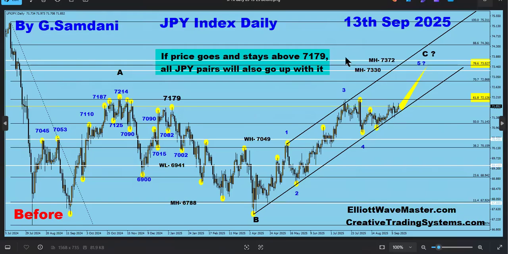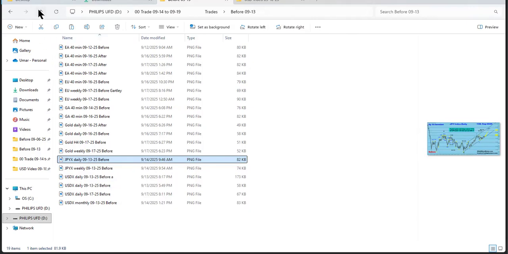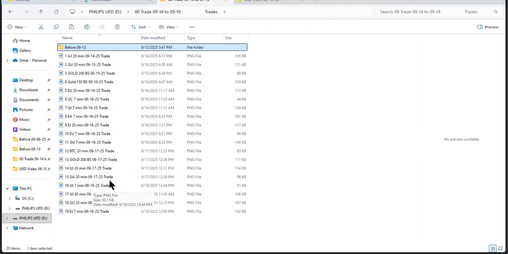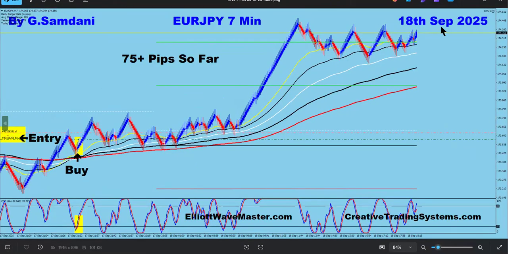Okay, so this was my Elliott wave count on the 13th September that I said we're going to be bouncing from this TL towards this. And that will do what? If price goes and stays above 71.79, which is right there, all yen pairs will also go up with it, right? So they're supposed to be going into this area, this index, and all yen pairs supposed to be going with it. So if you see what I had in the last couple of days, USD yen I already showed you, right? And then euro yen for that matter, I had, see this one here, 75 pip going to the upside, USD yen both, going to the upside, and some other.